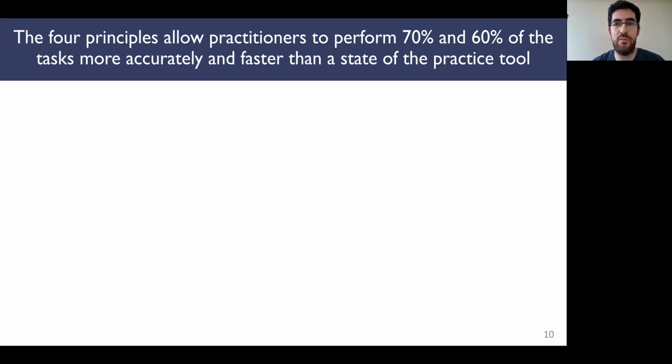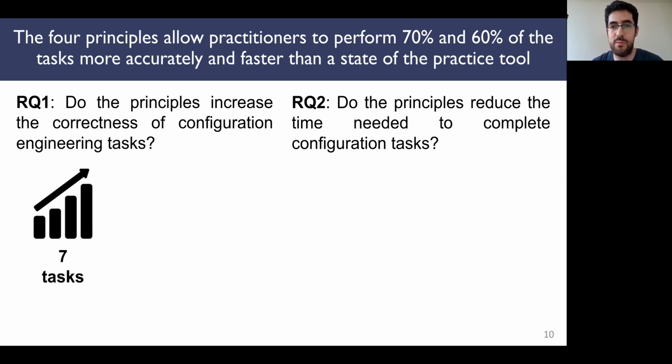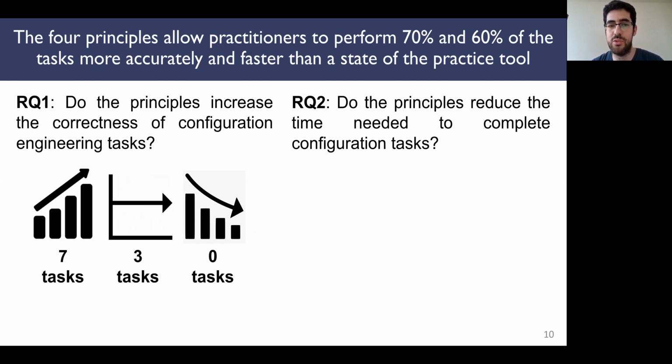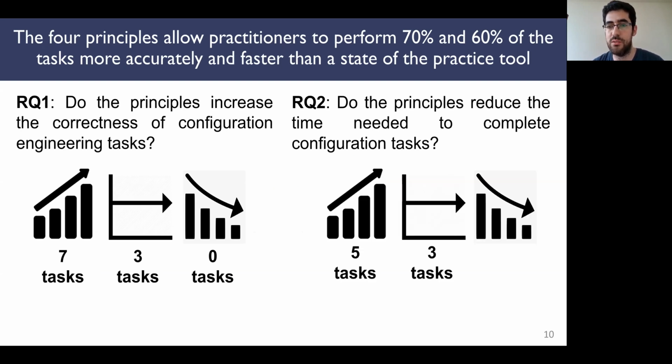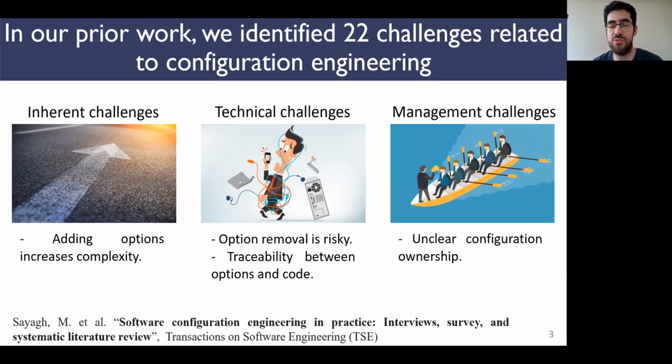And we validate our 4 principles via 2 research questions. Do the principles increase the correctness, and do the principles reduce the time to accomplish a task? And we found that our framework is able to improve 7 tasks. There's no case where preferences is better, and we were not able to improve 3 tasks. For the time we were able to improve 5 tasks, we did not improve 3, and preferences were faster in 1 task.